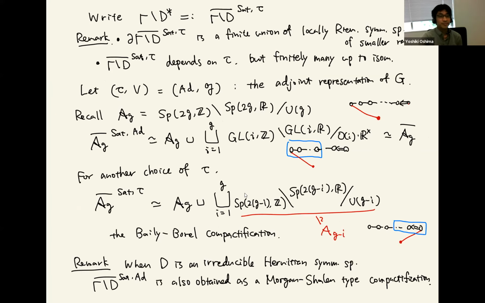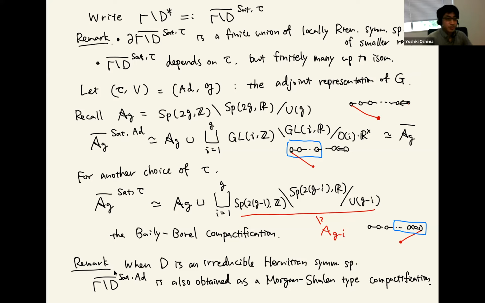And if you take another tau, for some certain tau, we have this compactification. This is called the Baily-Borel compactification. Each stratum is a smaller Ziegel modular variety, and this compactification becomes a projective variety. It was proved by Baily and Borel. But if you take the adjoint representation, this is not a complex variety anymore. It is just a compact Hausdorff topological space.